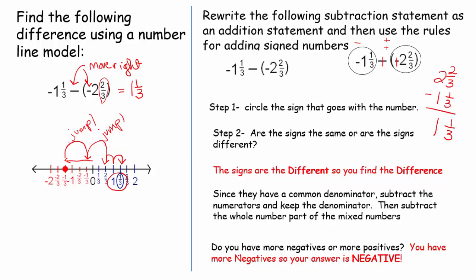Well, we're going to need to fix this up. We have more positives. Once we rewrote as an addition statement, we definitely have more positives. Therefore, our answer will be a positive 1 1/3. Sorry about that. There's a misprint on the slide. Let's go to the next one.